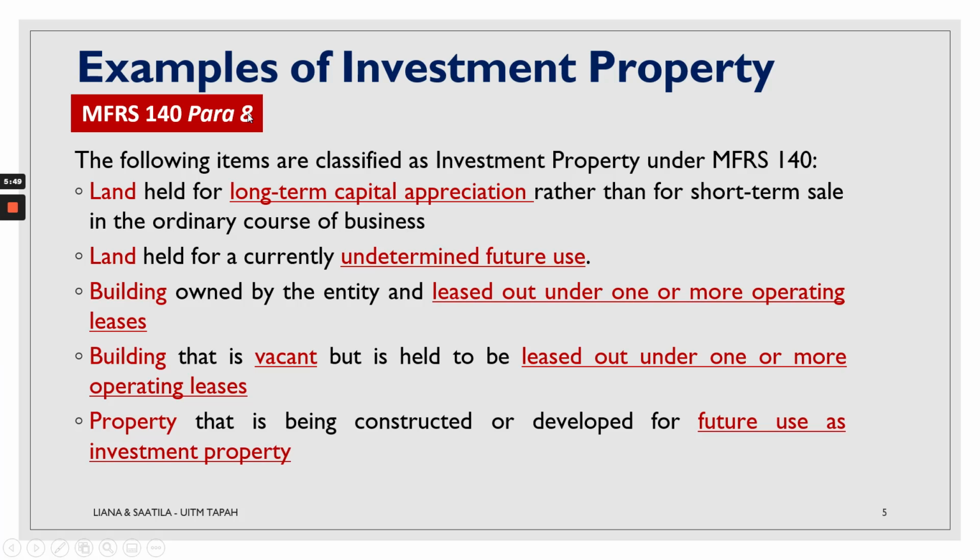So let us look at the examples of investment property that were laid down by MFRS 140 paragraph 8. Some of the items are classified as investment property. Land that is held for long-term capital appreciation, not for short-term sale in the ordinary course of business.